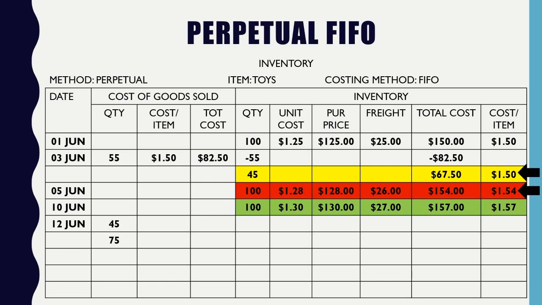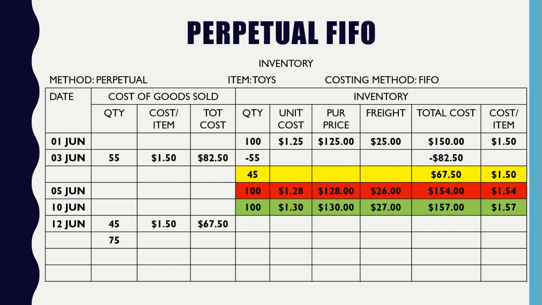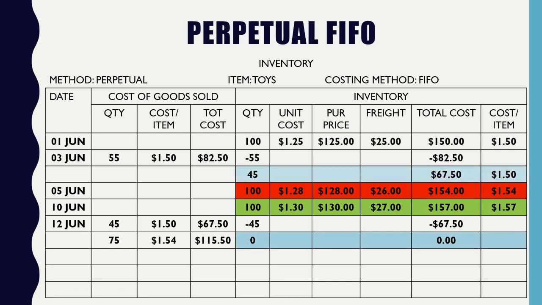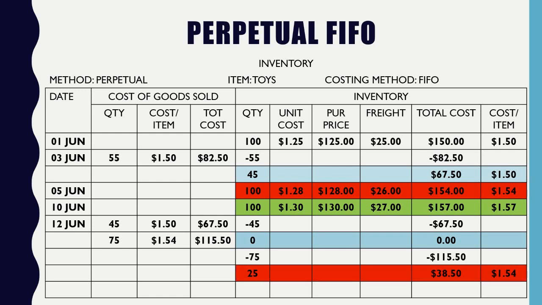So in this case, my 45 is the first thing I'm going to take out because first in, first out. I have to get rid of my yellow batch first. So 45 at $1.50, which we already know is $67.50. So that's going to zero that one out. And then I'm going to take my 75, which right now is $1.54, calculate that, and I have to update that inventory. So now I have 25 units of my red batch left, right? 100 minus 75, 25 left.